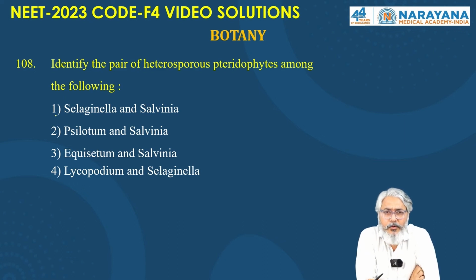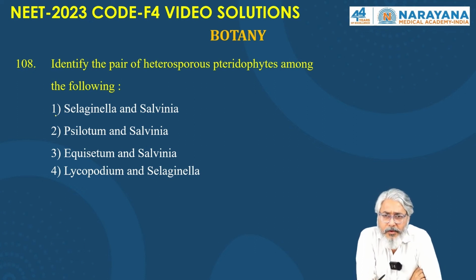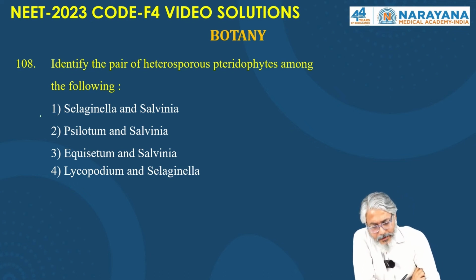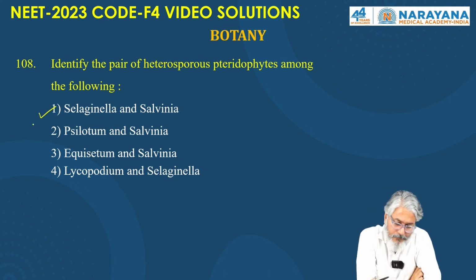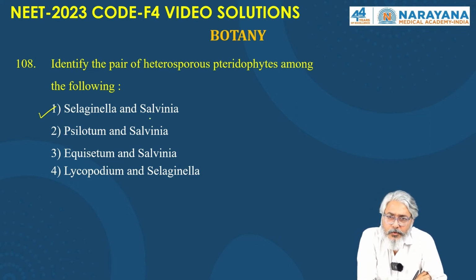Identify the pair of heterosporous pteridophytes among the following. Actually, this is also a very simple question based on the facts they have given in the pteridophyta: Selaginella and Salvinia. In the second option, Equisetum is homosporous. In the third option, Equisetum is homosporous. In the fourth option, Lycopodium is homosporous. In option 1, both members are heterosporous and belong to pteridophyta.